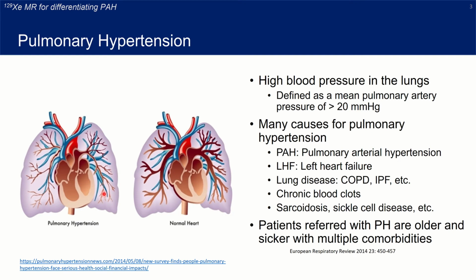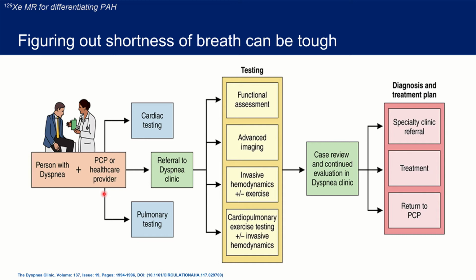And then there are a variety of other causes such as sarcoidosis and sickle cell disease that can all cause PH. And what we're seeing in our clinics now is that patients who are referred for an evaluation for PH are older and sicker with multiple comorbidities, and it can be very challenging to identify why they have PH. So again, figuring out shortness of breath can be really challenging, and this has led to the proliferation of dyspnea clinics. What we see here is from a recent review in Circulation. These dyspnea clinics will perform a good deal of cardiac and pulmonary testing. This will include advanced imaging, invasive hemodynamics, and other studies. And then taking all of these studies together, they will try to essentially figure out why this person is short of breath. But frequently, we're left in a situation where it's really unclear.